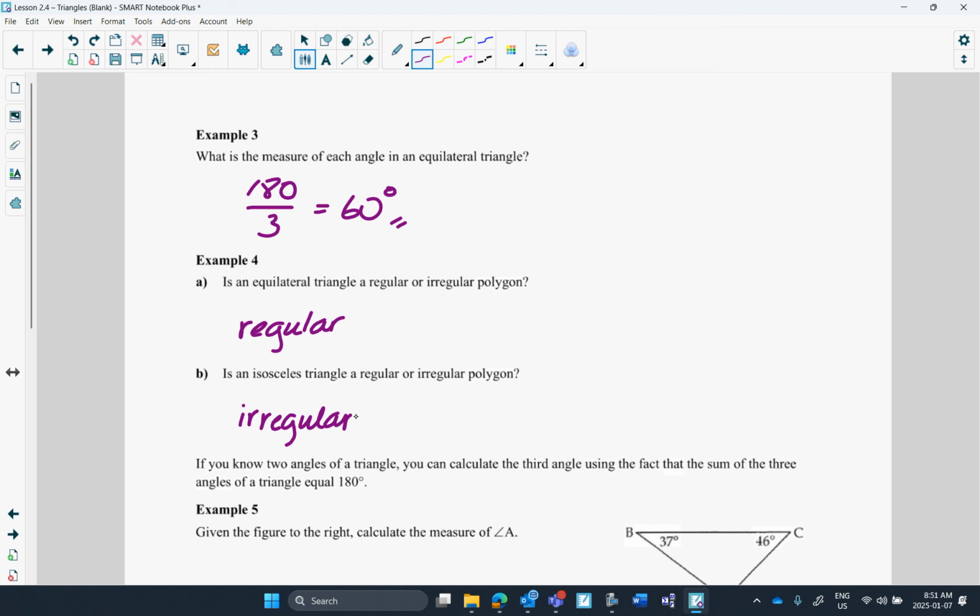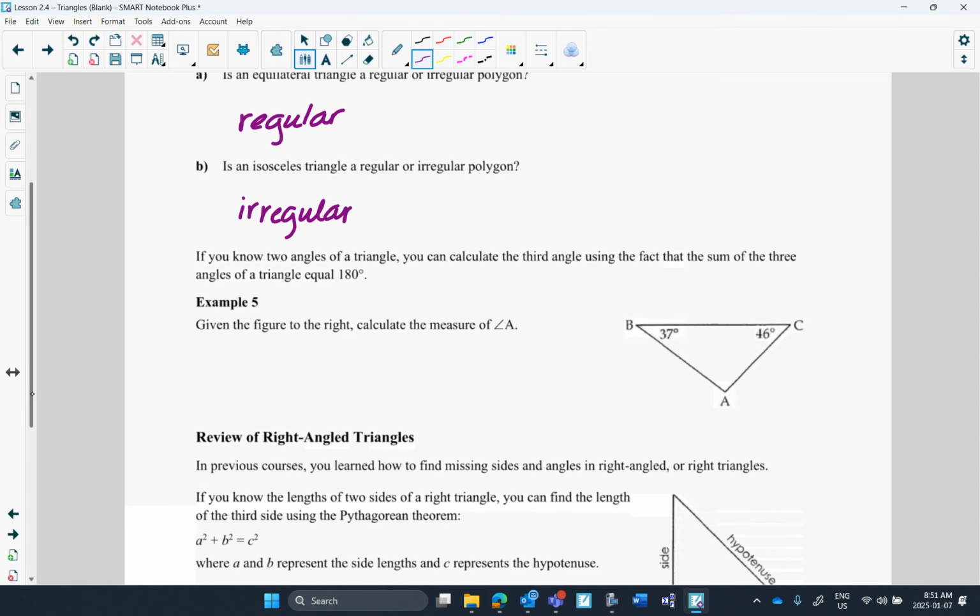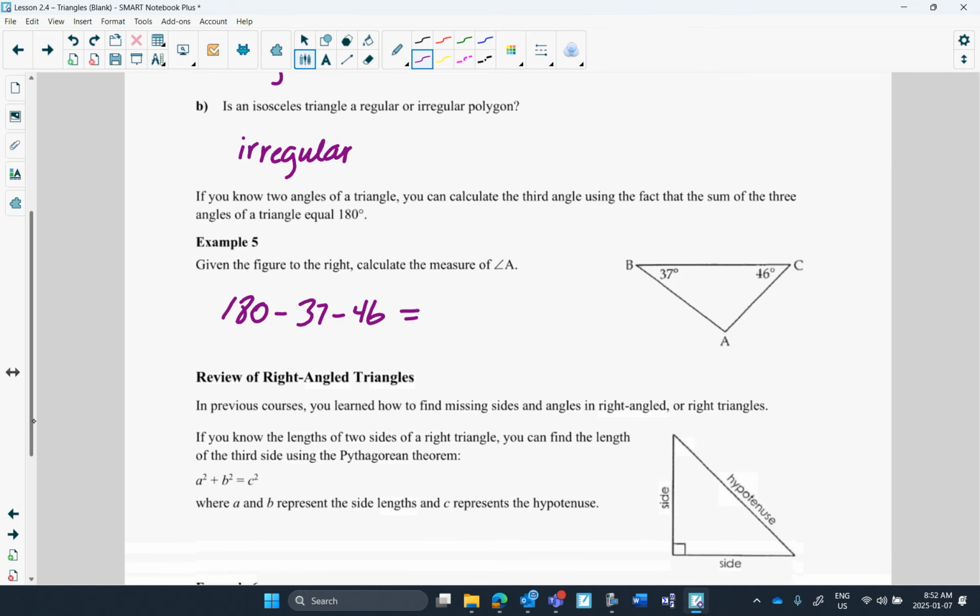We've already been using this next property of triangles already. That the sum of any three angles in a triangle is always 180 degrees. So if you know two of them, you can find the third one, but we've already done ones like that. So in example 5, we would simply find the one missing angle by 180 minus one angle we know minus the other angle we know. And that would give us, if I got it, 97.